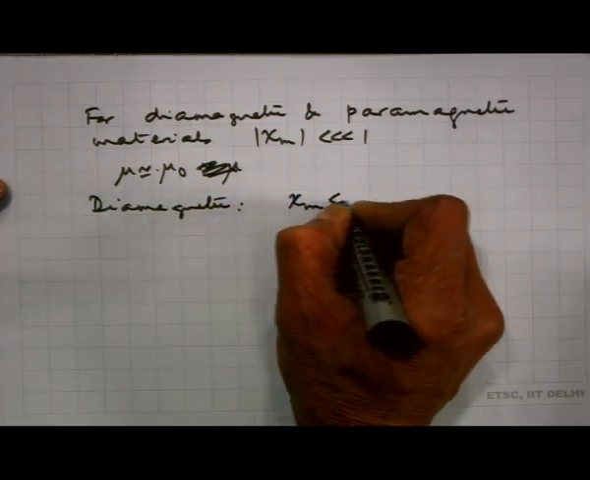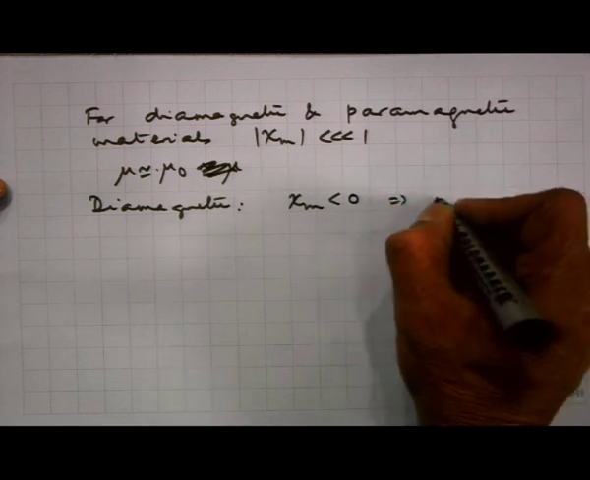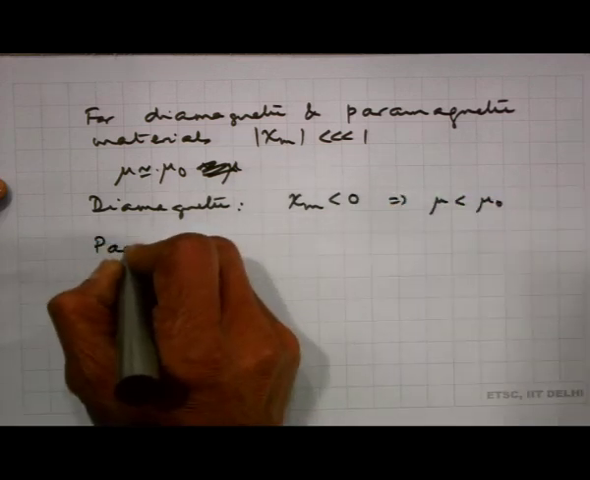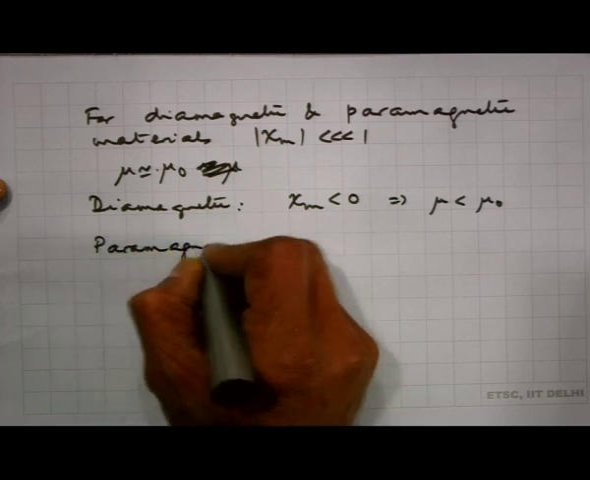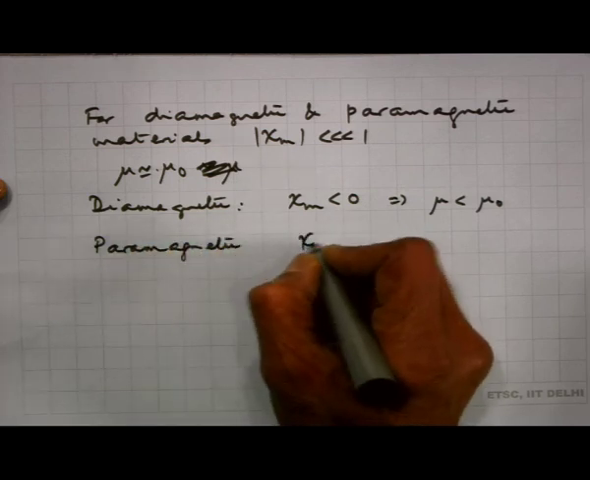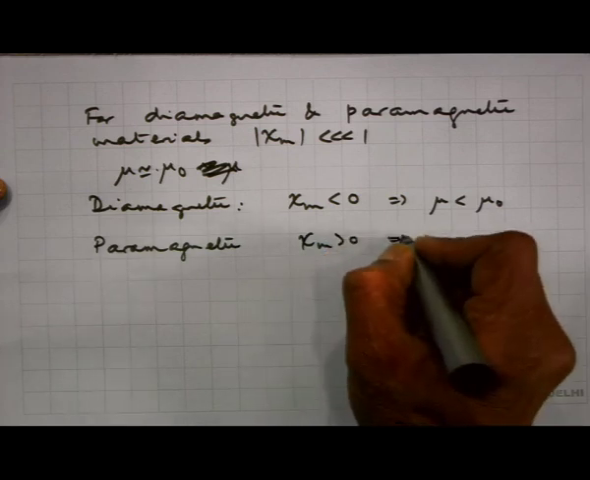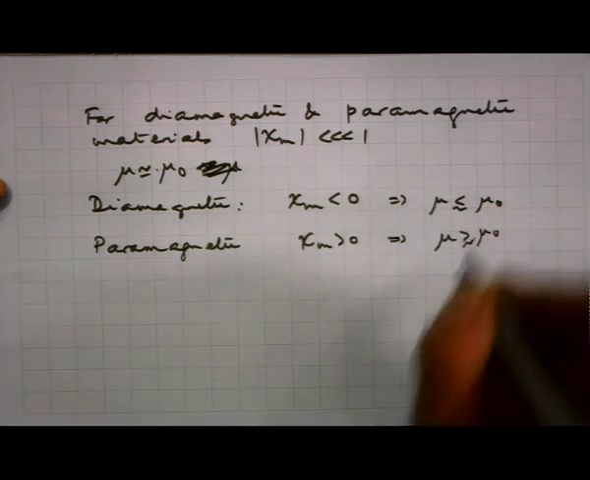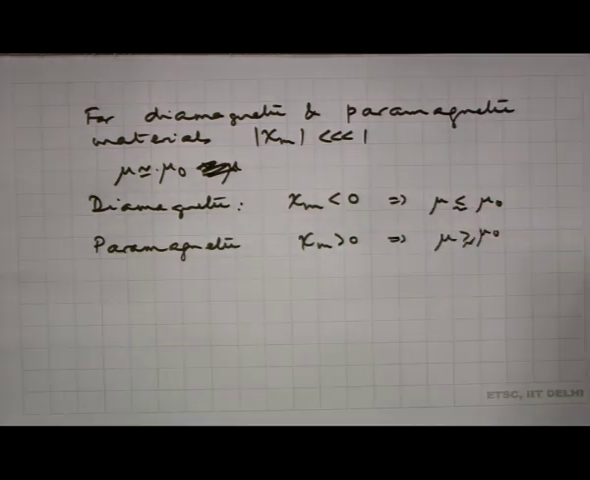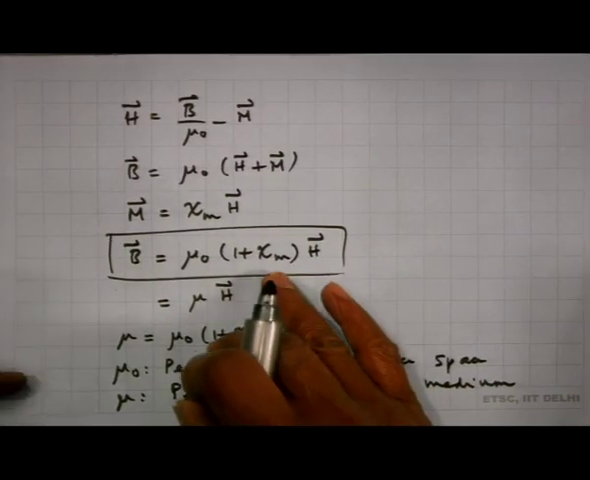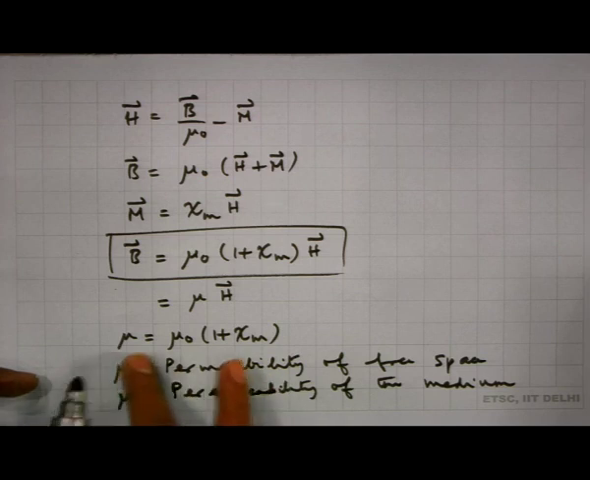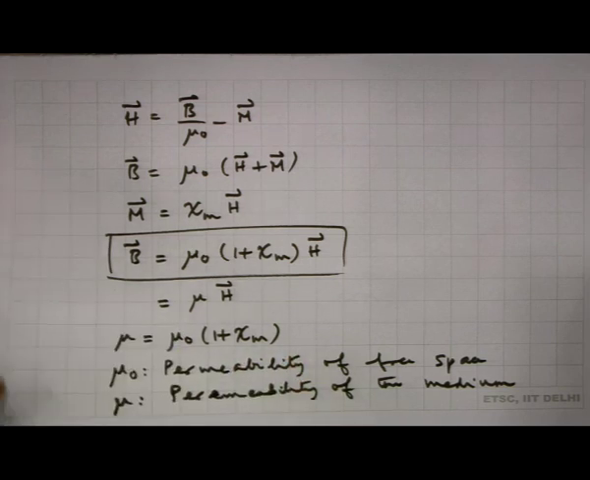And actually for diamagnetic, chi m is less than 0, this implies mu is less than mu naught, and for paramagnetic chi m is greater than 0, this implies mu is greater than mu naught. It is approximately equal to mu naught, but slightly greater than mu naught for paramagnetic, slightly less than mu naught for diamagnetic, because diamagnetic materials have chi m as negative. So, the value of mu is slightly less than mu naught for diamagnetic, and slightly more than mu naught for paramagnetic materials.